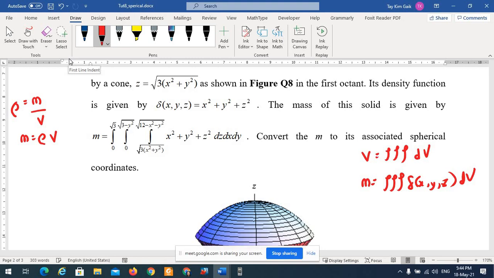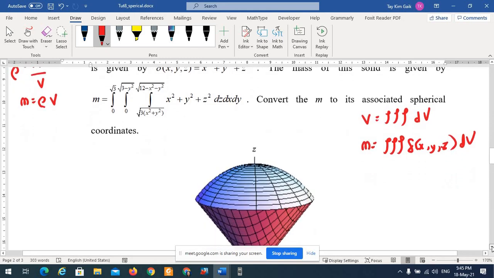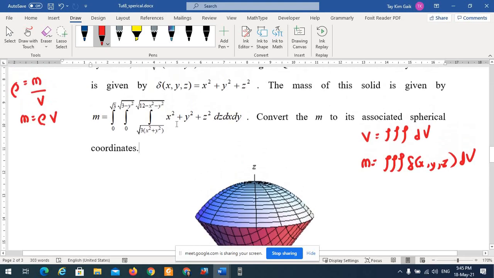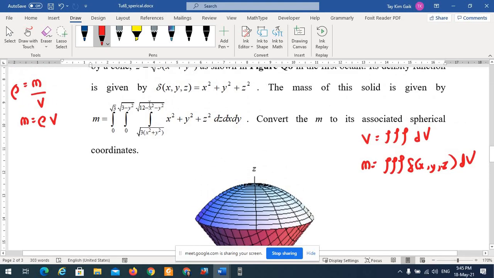So that's why mass is given by the density function x squared plus y squared plus z squared, dV is dz dx dy. And again, this is in Cartesian coordinates. Convert it using spherical coordinates. So the shape is here: the bottom is a cone, the top is an upper hemisphere.